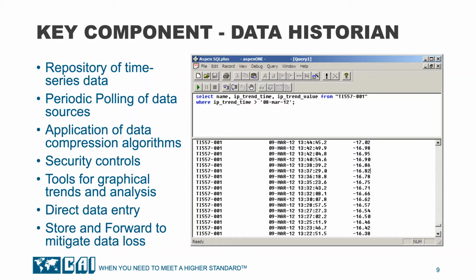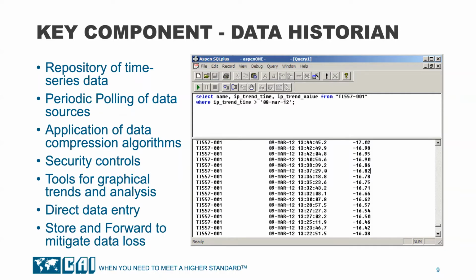Data historians have security controls. This is great for data integrity. Users are not able to change values stored in the data historian, generally speaking. A user with administrative role may be able to change a value, but most historians will log this change in an audit trail. However, the only real justification for making such a change would have to do with something like a time synchronization issue.